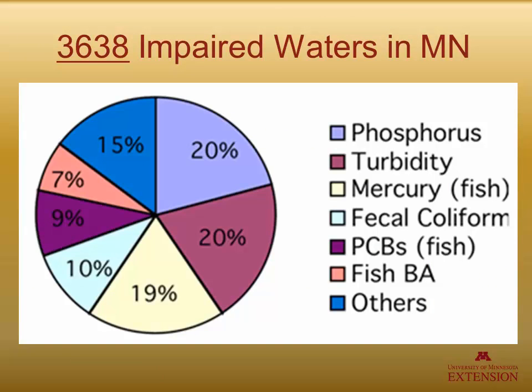We have over 3,000 impaired waters in Minnesota. About 20% of those waters are impaired from phosphorus, another 20% from turbidity, and then various other impairments to the waters.